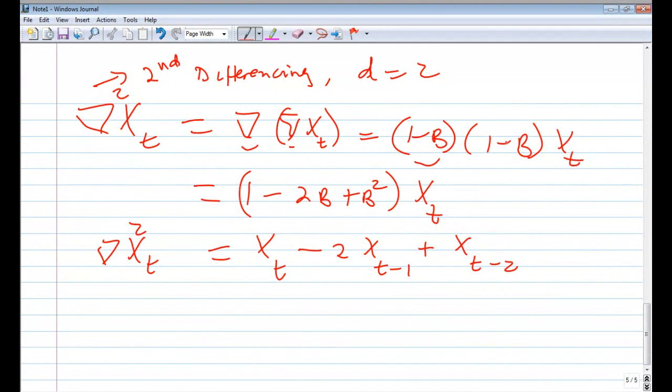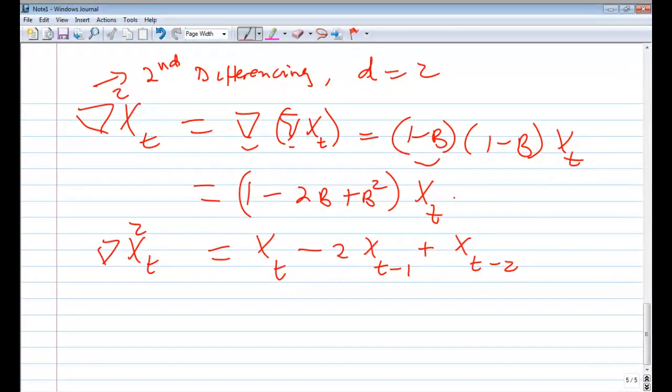Now you just want to open the brackets. You know this. 1 multiplied by 1 is 1. 1 multiplied by minus b, and 1 multiplied by minus b. Then you add them together. It's going to be 2 minus 2b. Then you multiply minus b and minus b. Then you get b squared within the brackets.